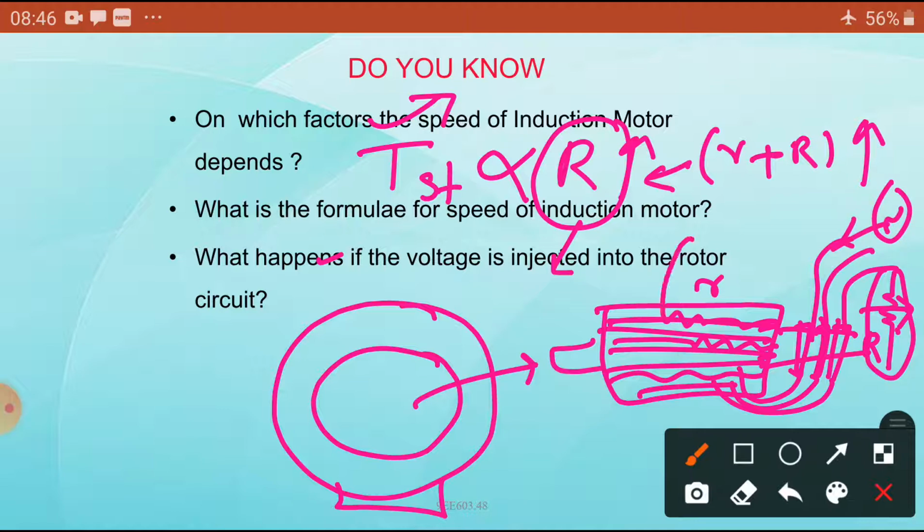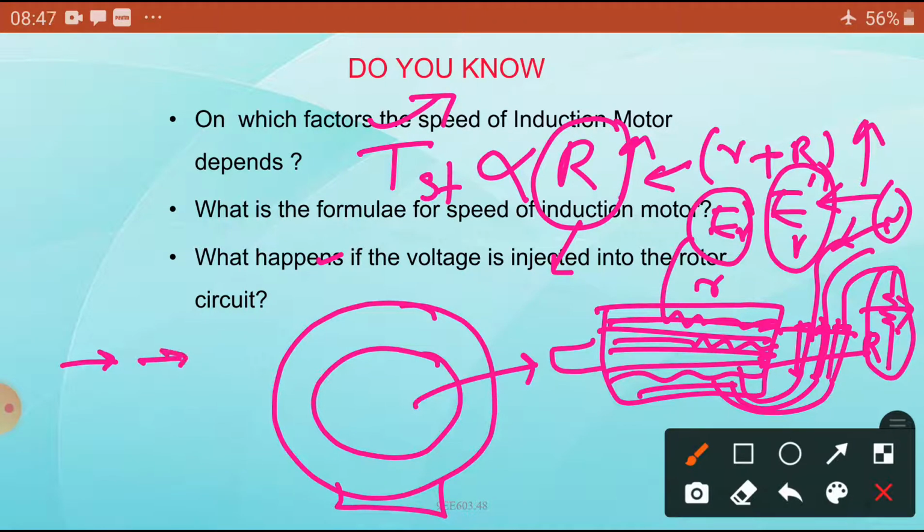The induced EMF due to the rotating magnetic field is already called ER, the rotor EMF, and from an external source we are going to inject a voltage, suppose ER dash. If the induced voltage ER and the injected voltage ER dash are in phase, then the resistance value decreases. If the resistance value decreases, the slip value increases and the rotor speed changes. If the injected voltage is opposite to the already existing voltage, then the resistance value changes, and correspondingly the speed also changes.